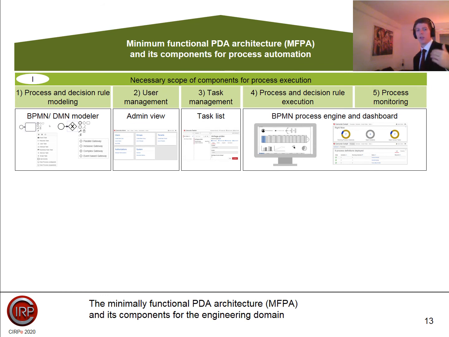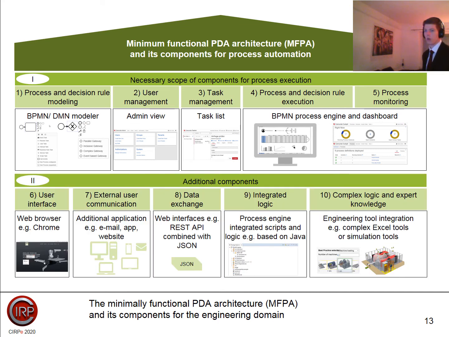To sum it up, we introduced a minimal functional PDA architecture within engineering. So you have the BPMN and the DMN modeling. We have the user management, the task management, process execution and process monitoring, which is done within the process engine. And you can add additional components like specific user interfaces. You can communicate with external tools like email servers, apps, or other things. You can use standardized data exchange through JSON. You can integrate logic within the process engine through Java. And you can also integrate engineering tools for communication.